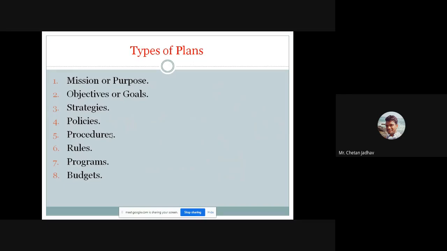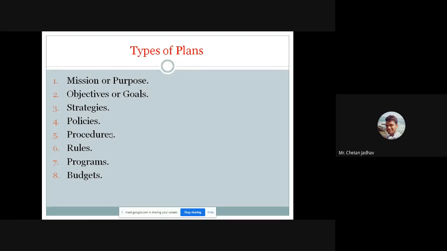Next is the types of plans. There are n number of types of planning, so we will see just these listed types of planning. First is mission and purpose. Second is objectives or goals. Third is strategies, then policies, procedures, rules, programs, and budgets. We will discuss them one by one.